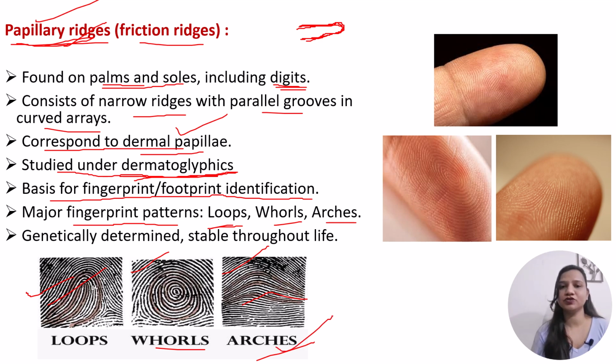These papillary ridges or fingerprints are genetically determined and they are stable throughout life. These papillary ridges do not change throughout life. So that's why it is very essential for identification. So that was papillary ridges, which are also called friction ridges, which form the fingerprints or footprints.